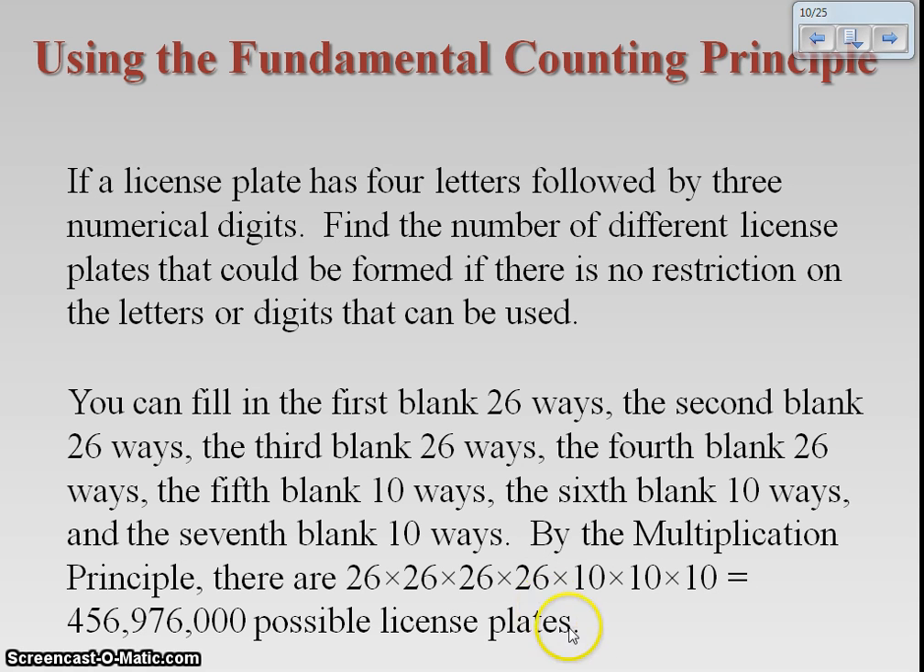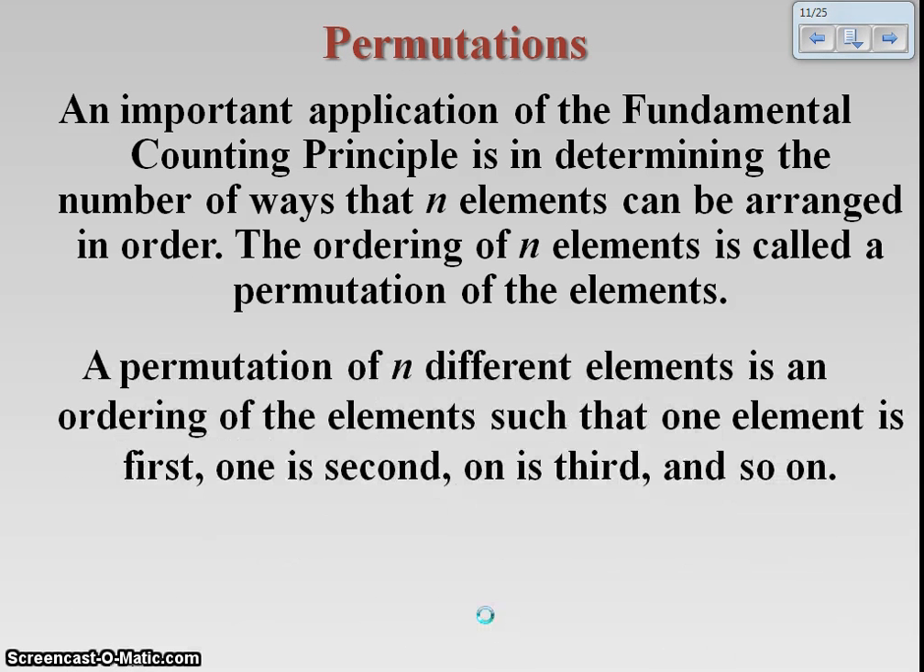And then we've got 3 numbers. There are 10 digits, so 10, 10, and 10. Multiply all those together, 456,976,000 possible license plates.